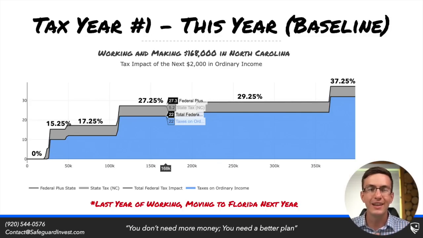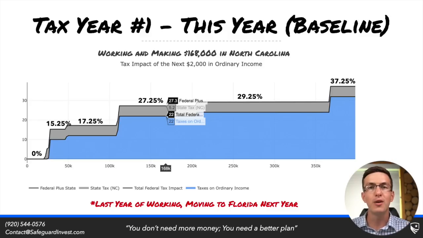So we see that in the last year of working, they were making $168,000 living in North Carolina. And this is what their tax table would look like showing that much income. I have highlighted on the screen the $168,000 mark. And what you'll notice is that puts them right inside of the 22% bracket. But their marginal rate based on the add-on for state income tax is actually 27.3%.